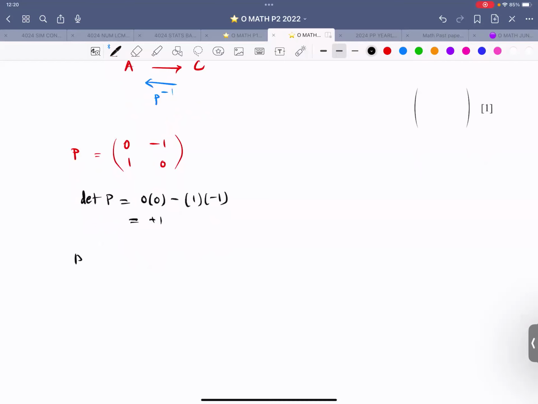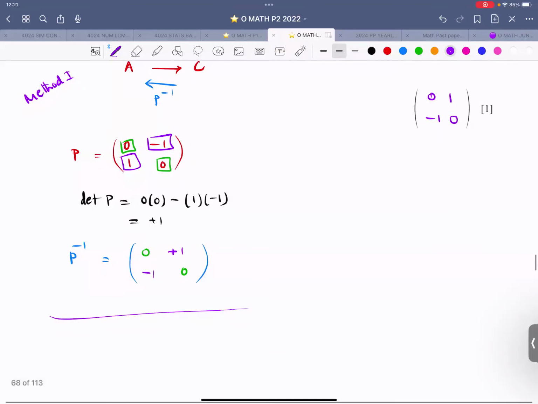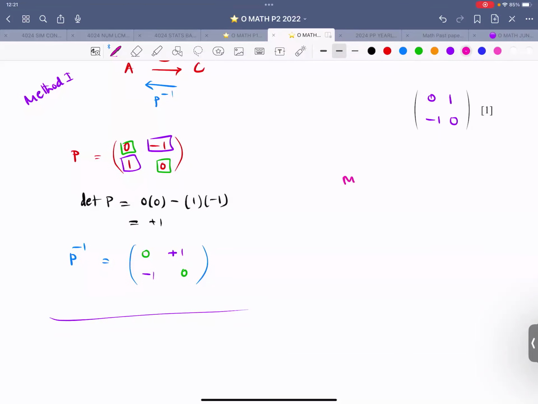And P inverse will be what? So P inverse would be the 0 and the 0, they change places. They will be written as 0, 0. And these two will change sign. So negative 1 will become positive 1, and this is negative 1. So this is 0, 1, negative 1, 0. So this is method 1 of finding this. Method 2 is based upon memory.